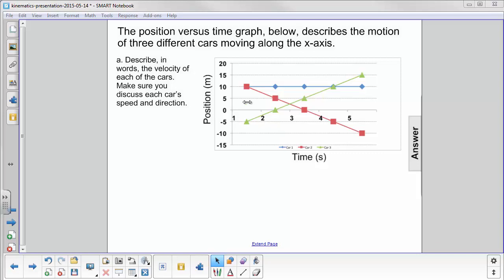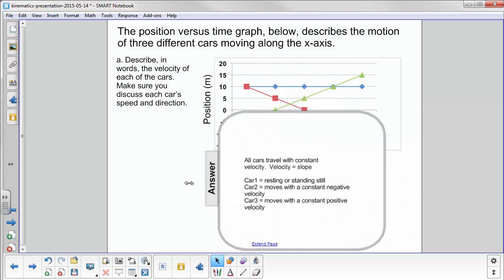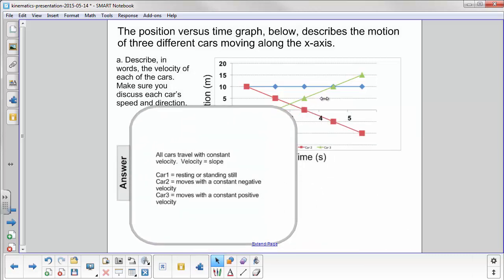Let's look at car 2, the red one. This line here, clearly the position is changing. The slope of that line is negative. That means it has a negative velocity. And the last one, car 3, the slope of this line is positive, so that means it has a positive velocity. So there you go. Car 3 is moving with a positive velocity, car 2 negative, and car 1 is resting or standing still.